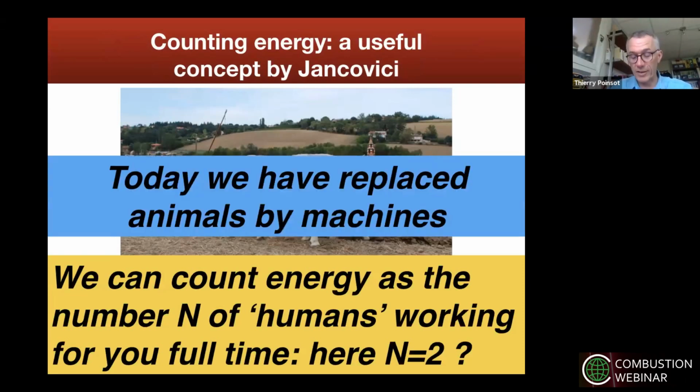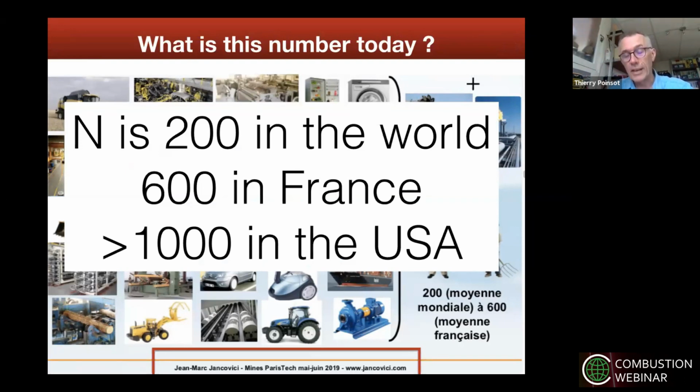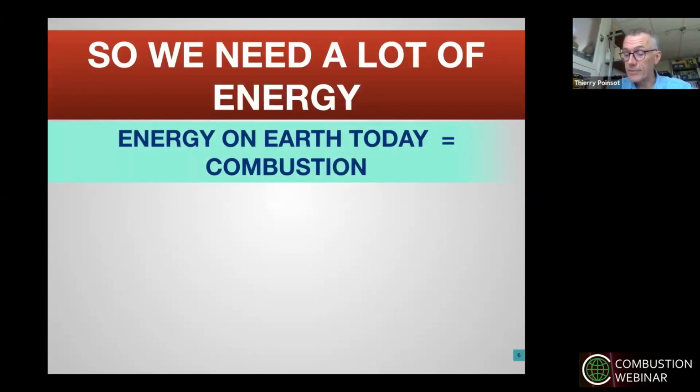An interesting question is that today we have replaced these animals by machines. And an interesting question is, do you know what this number N is today? How many other human beings are actually working to provide your energy? This number is actually amazing. In the world, on average, it's 200. It's about 600 in France and more than 1,000 in the US. That means day and night, each of us has at least 200 slaves working for him full-time to provide his energy. And the next important step here is that this energy is provided by combustion, okay?